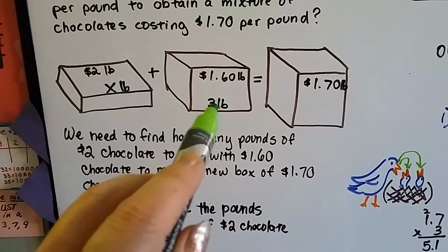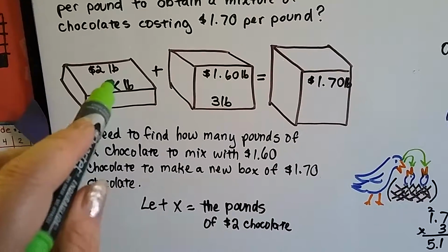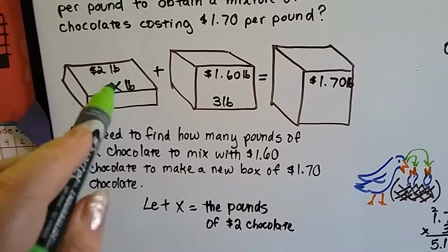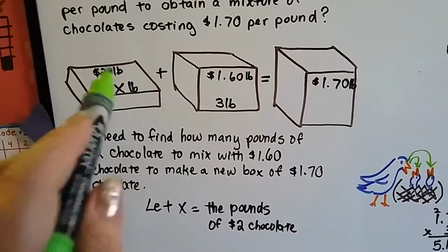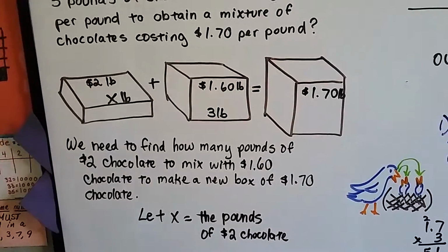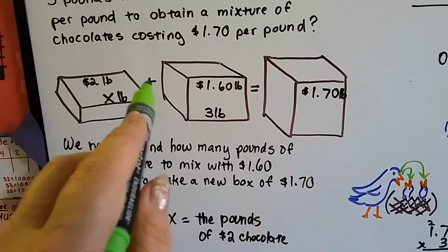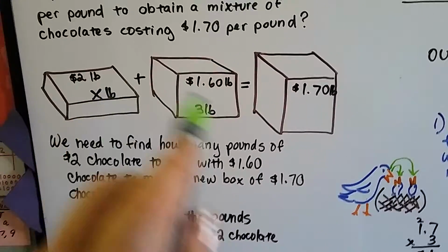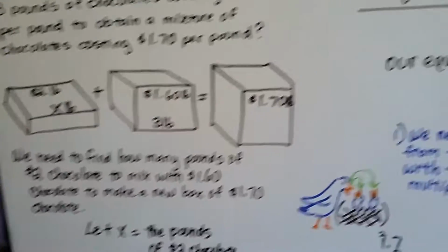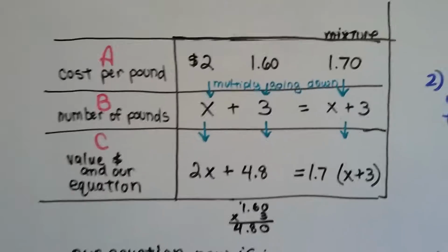Because we know that this is 3 pounds, but we don't know what this is, we're going to let x stand for the number of pounds. We add these together to get this one. So remember, we're adding these two together, not multiplying, they're adding.